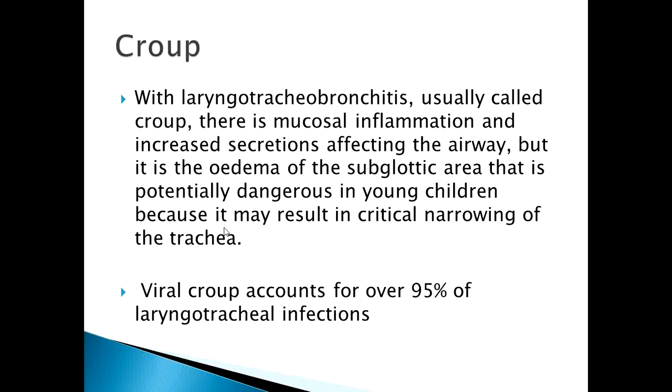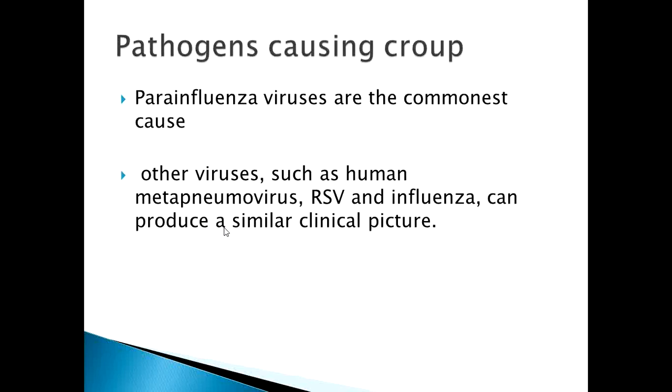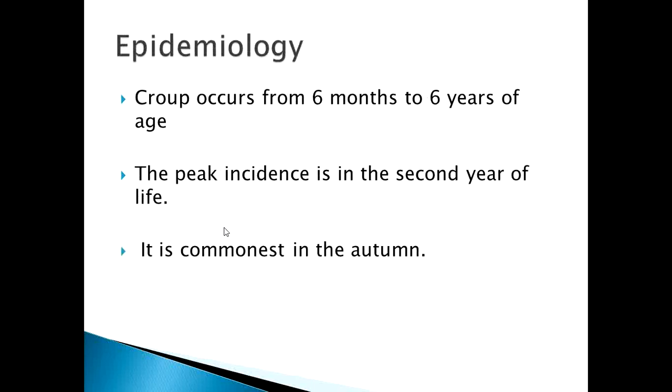this could be a life-threatening emergency. The viral group accounts for over 95% of laryngotracheal infections. So the main cause is viral, and the most notorious organism for that is parainfluenza virus, and it is the most common one. But other viruses such as human metapneumovirus, respiratory syncytial virus, and influenza can produce a similar clinical picture. Croup occurs from 6 months to 6 years of age. The peak incidence is in the second year of life, and the most common season is autumn.